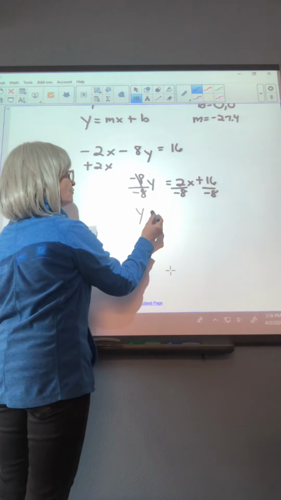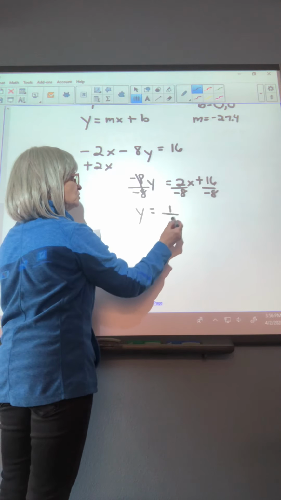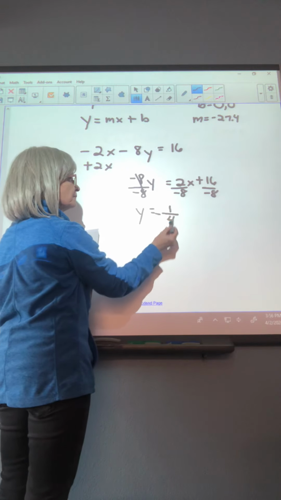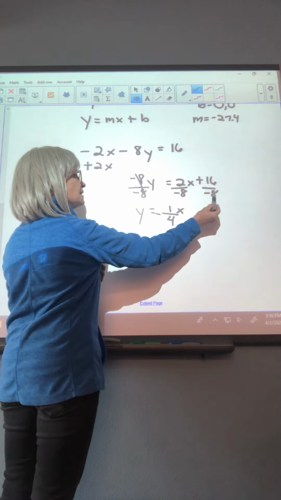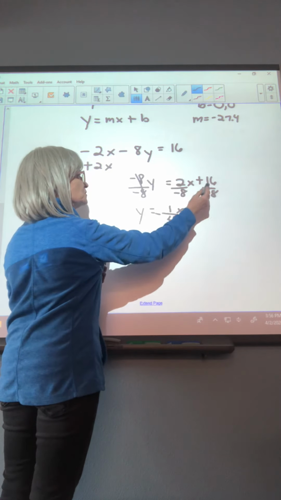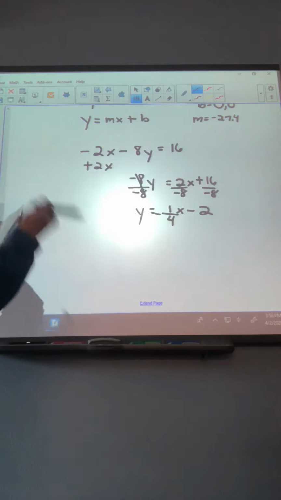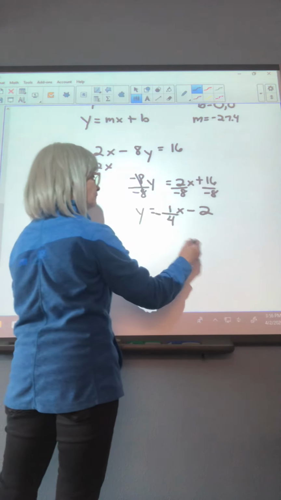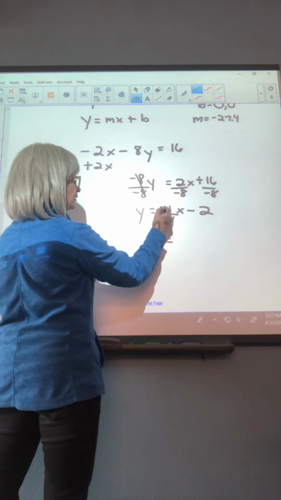2 over a negative 8 could be reduced if I divided both of those by 2. The slope is negative 1/4, and then we have the x. 16 divided by 8 would be 2. 16 divided by a negative is a negative, so it's actually a negative 2. And so you see that you have your slope of 1/4, actually a negative 1/4.